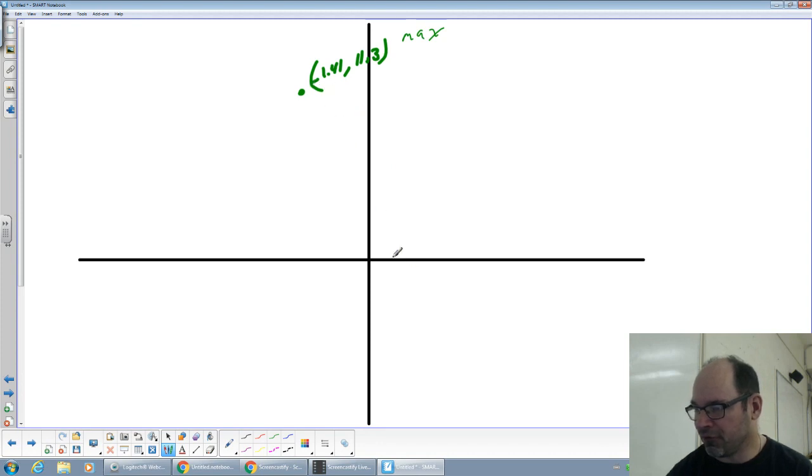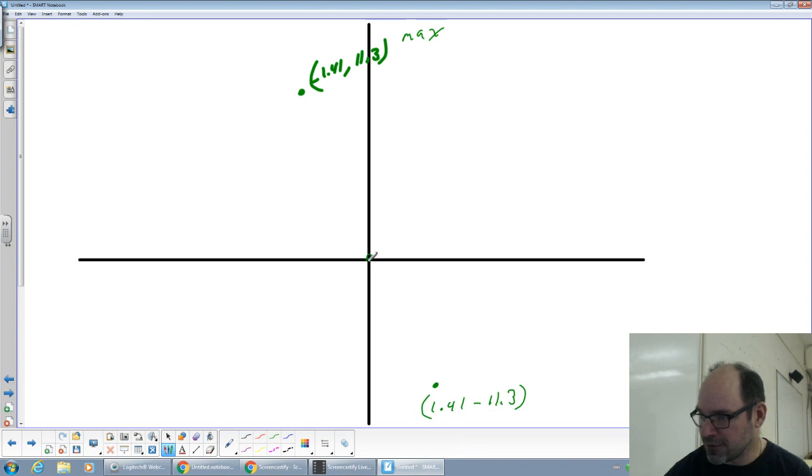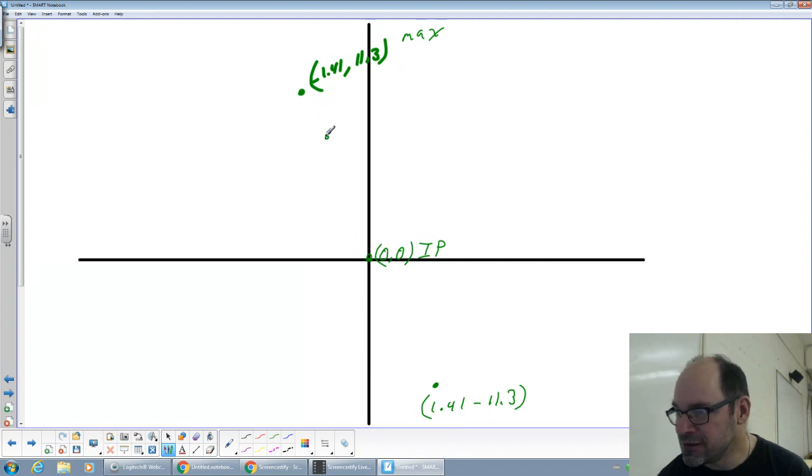So go about an equal distance in our sketch, about an equal distance down. So we had a min value here. Okay. So now we also had a critical point at 0, 0. Okay. And that was one of our IP points. Then we had another IP point at negative 1, 7. So it'll be just over here, somewhere in here. Negative 1 and 7.